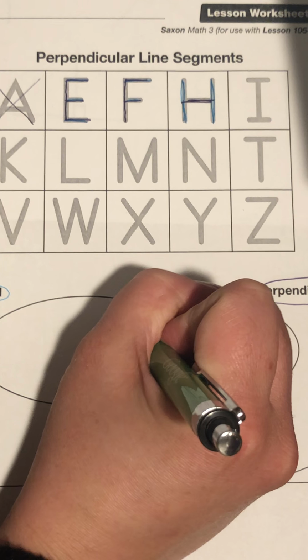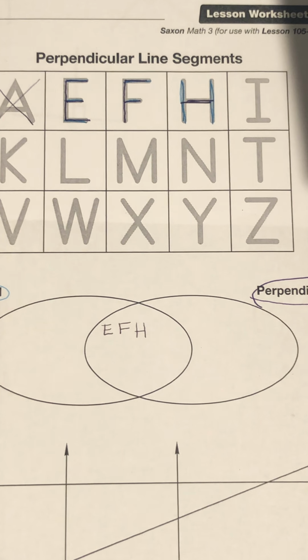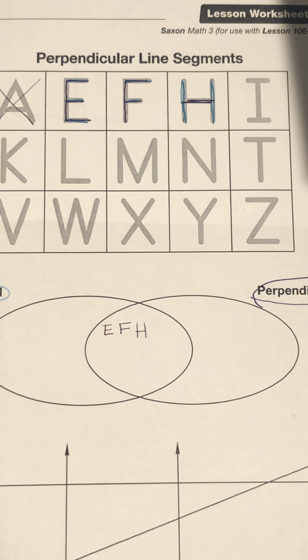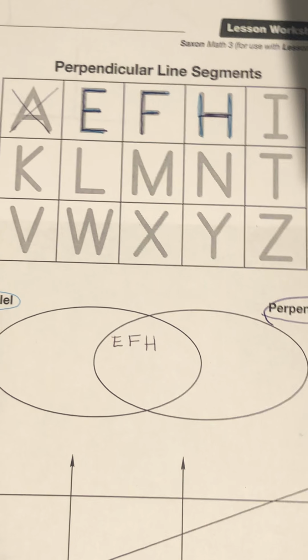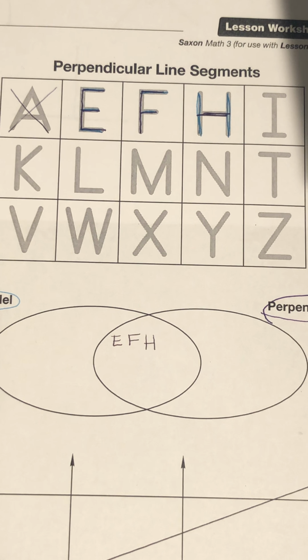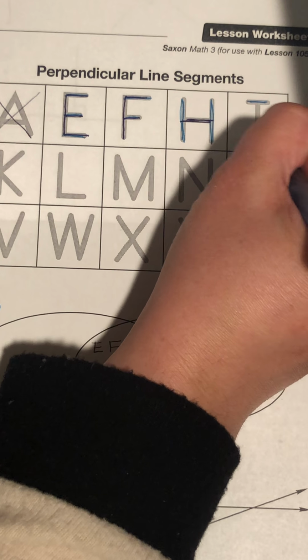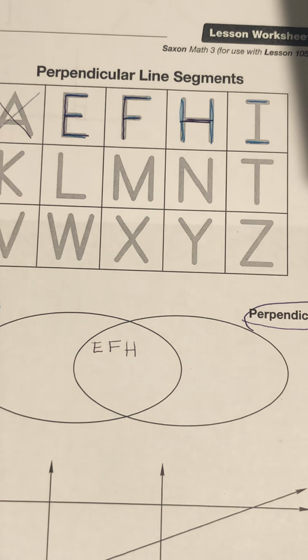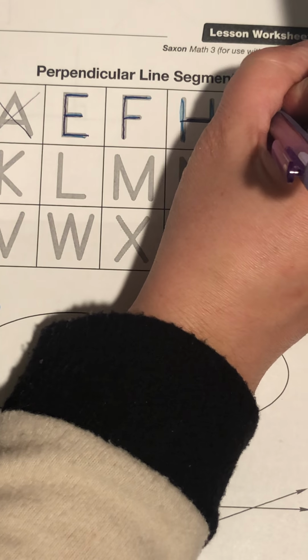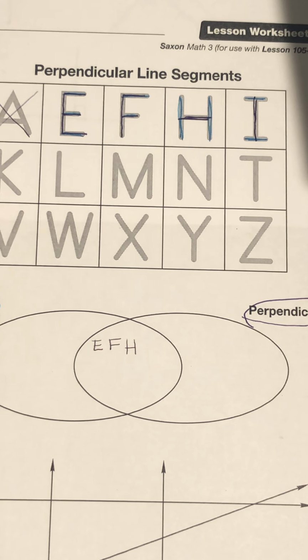So H has both parallel and perpendicular lines. What about I? What do you think? Parallel? Yep, the top and bottom are parallel to each other. Perpendicular? Yes, they are. They make that perfect 90 degrees.